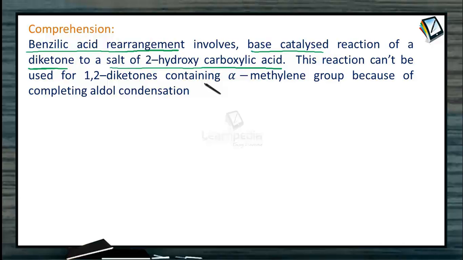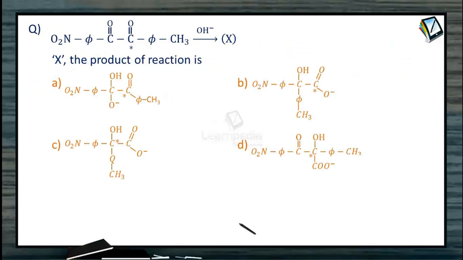This reaction cannot be used for 1,2-diketones containing an alpha methylene group because of competing aldol condensation. So that is the comprehension given. Now in this case, what is X? Here, once again, we have a diketone, but the group here is a nitrophenyl group and here is a tolyl group.